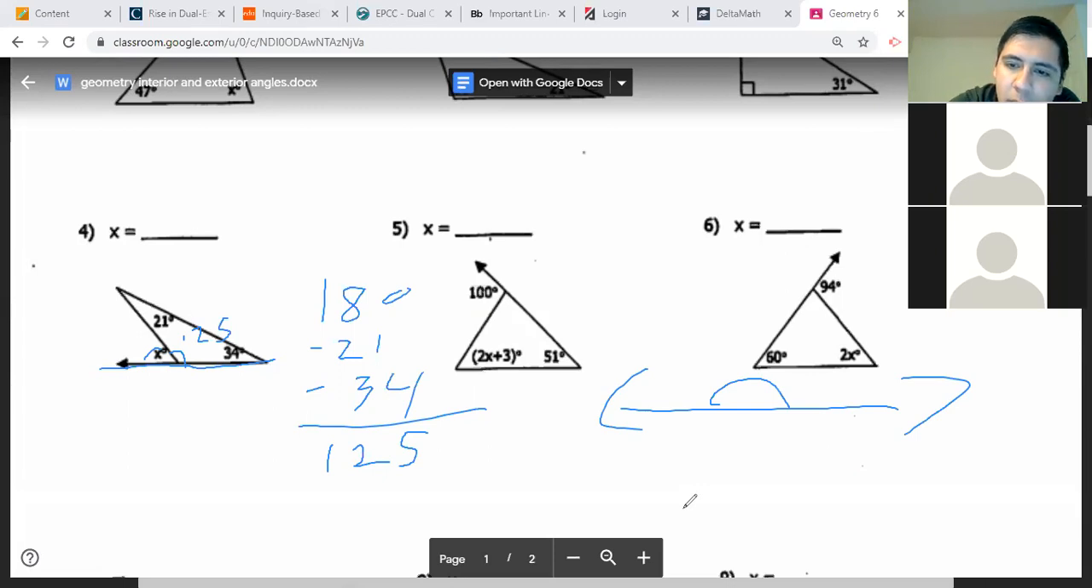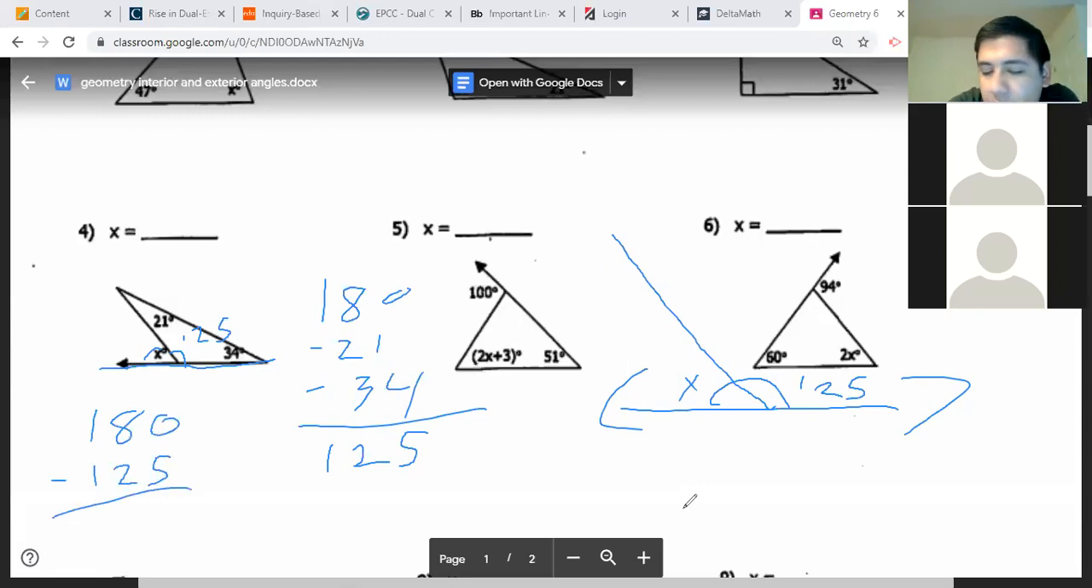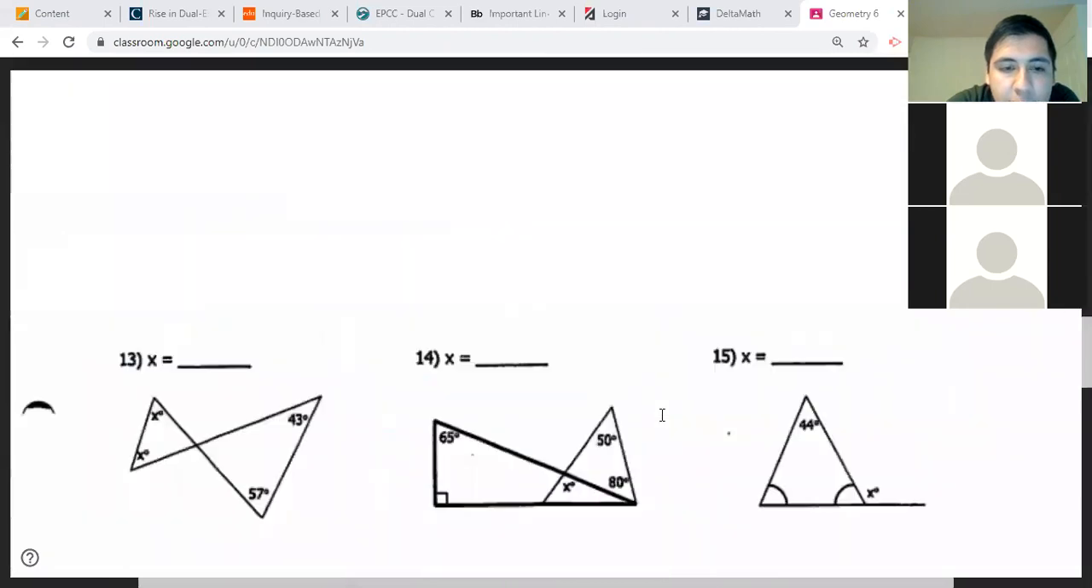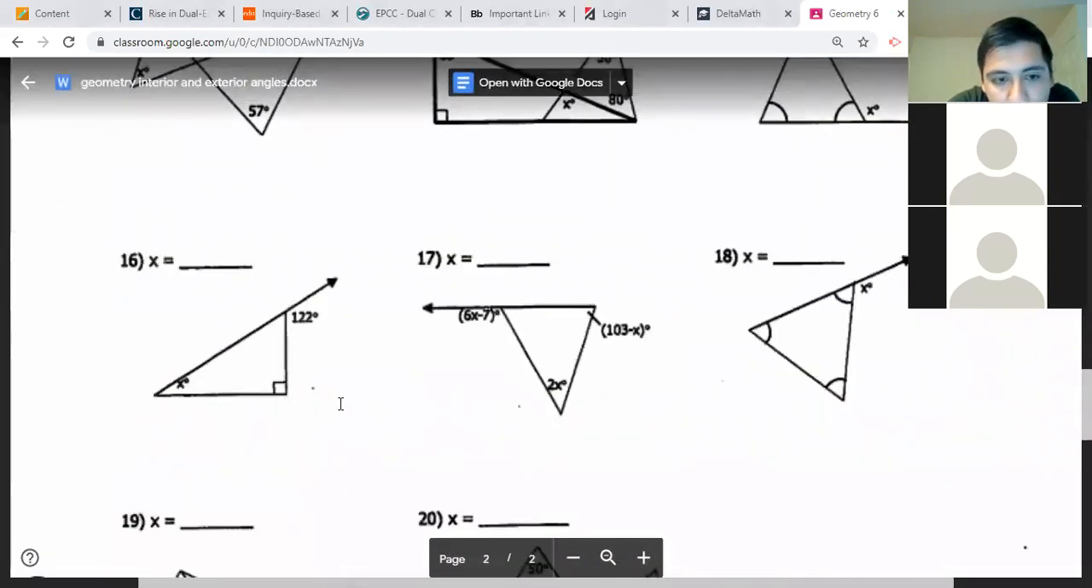So if we know what we're basically having here is that, right? So if we know that this one is 125, how would we find the rest of it? We would subtract 125 from 180. Okay. And that is equal to 55. So this is what we would call the exterior angle, right? So let's look at another example similar to that one. Right here, number 16.